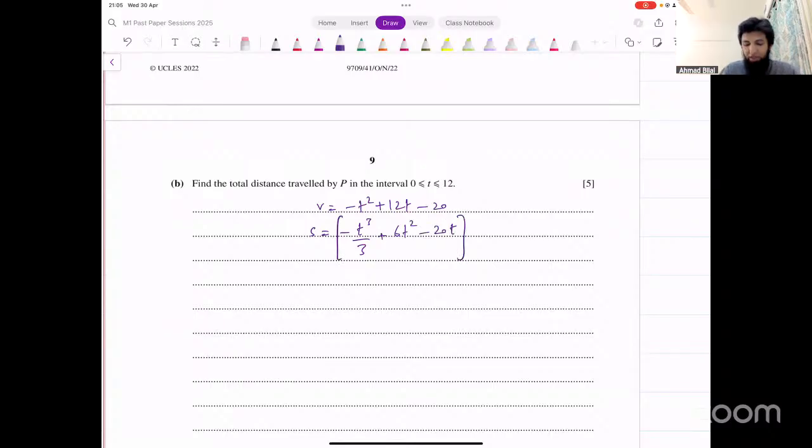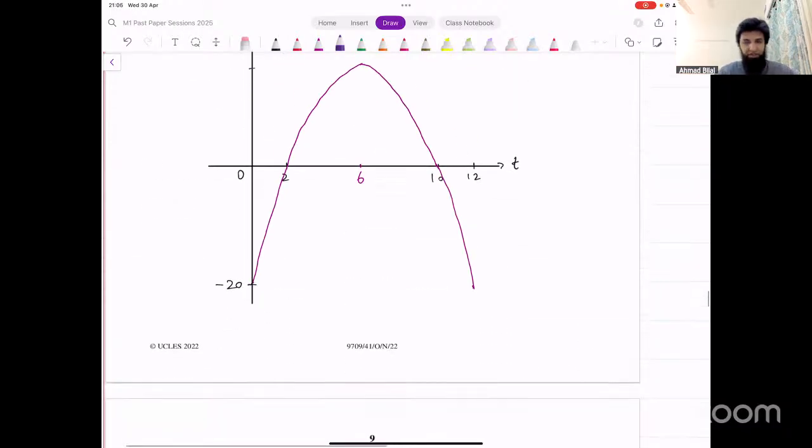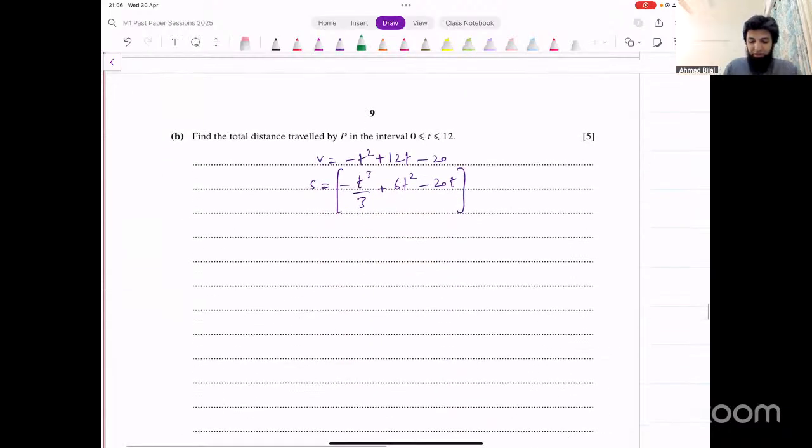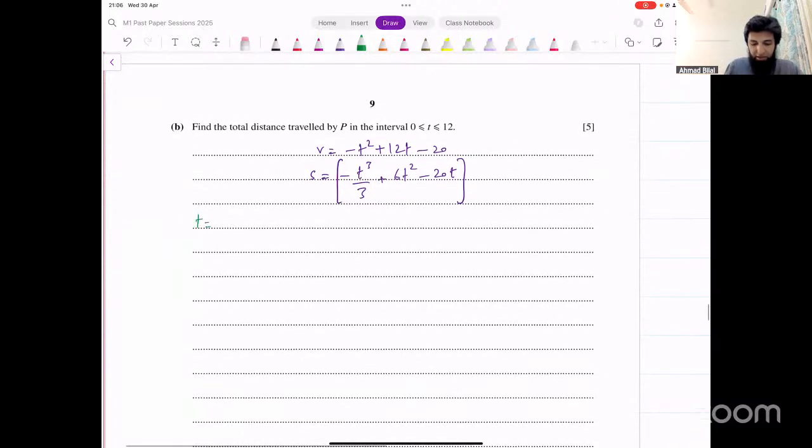You break your journey into 3 parts because the velocity is becoming 0 at time equals 2 and the velocity is again becoming 0 at time equals 10. So you could break the journey into 3 parts like this. You could say, let's evaluate the displacement from 0 to 2 separately, and then 2 to 10 separately, and then 10 to 12 separately, and then add them up together. That's one idea. But you could make it slightly more efficient.